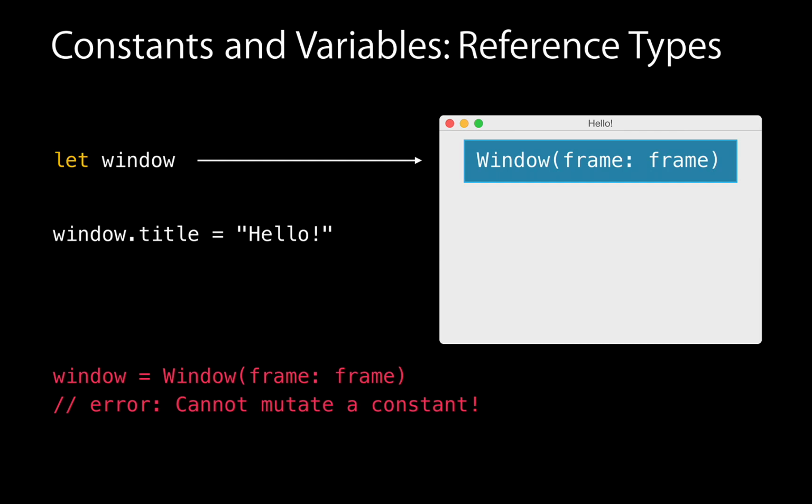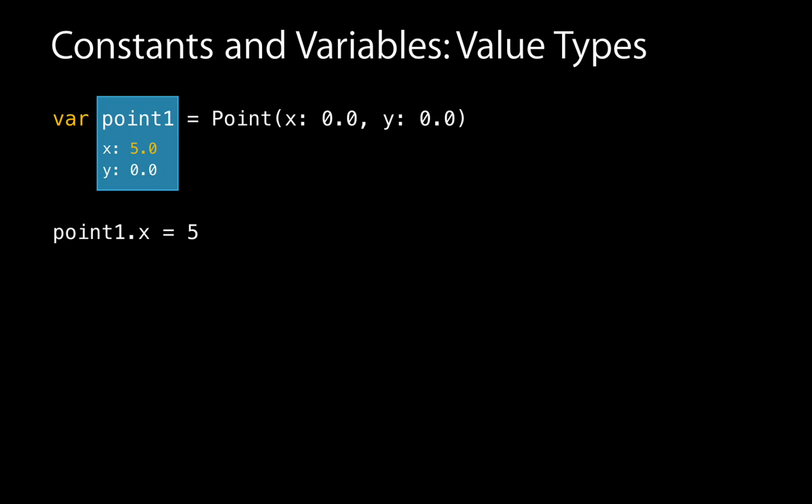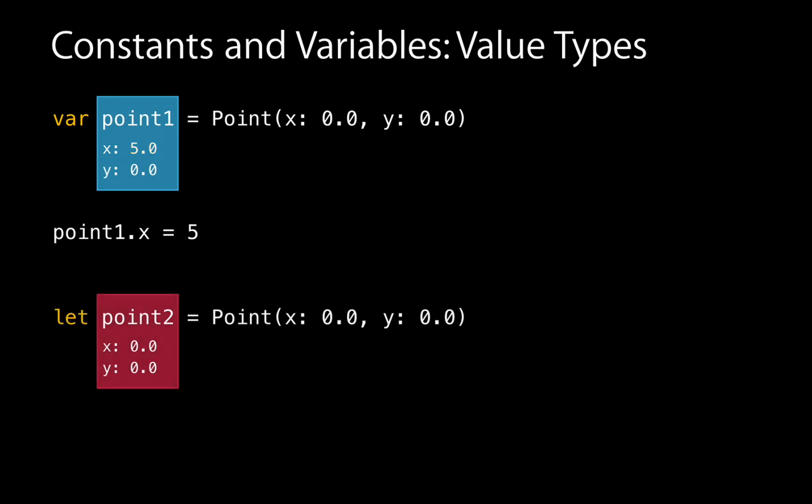What about value types? Let's start with a variable. I'm going to create a variable point. And for a value type, try to think of it as a big value in and of itself. The whole thing is a value. So a point is an x and a y coordinate. So this point1 has an x and a y in there. If I change my point1.x, that's going to update that value and set it to 5. And that's fine. It's a variable. It can do that. But if I use let to declare point2, the entire value is now immutable. That's now constant. That means I cannot set point2.x, the x coordinate there, because I cannot mutate a constant. The entirety of that value is constant.